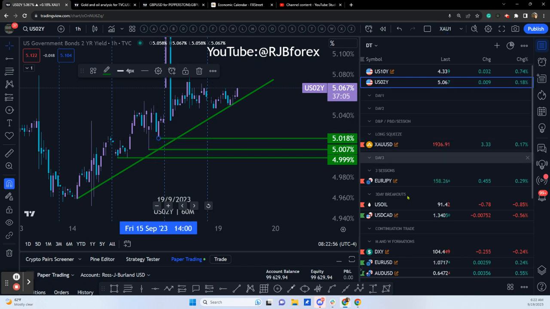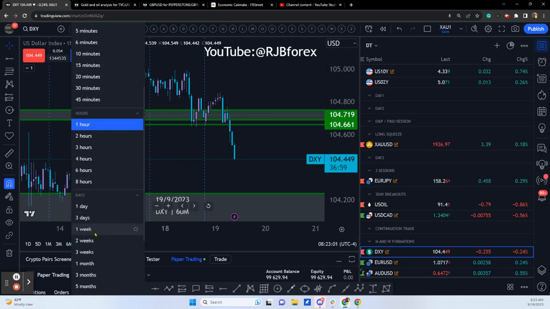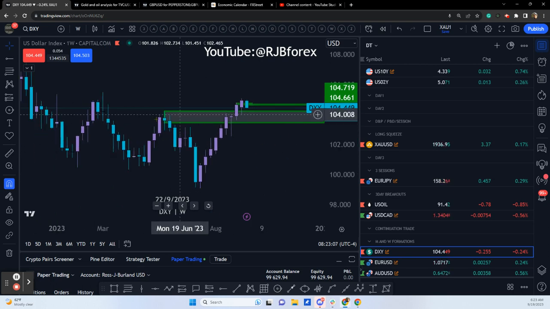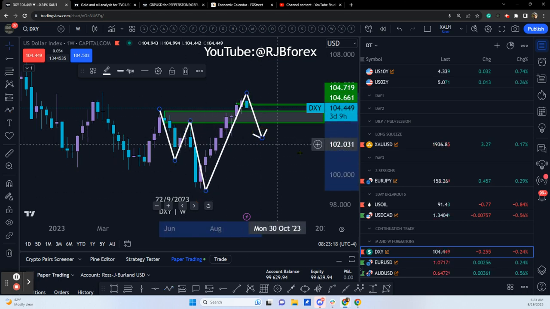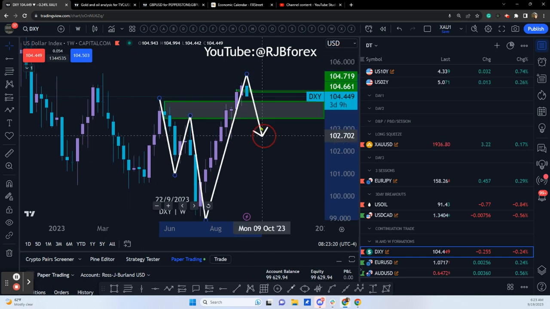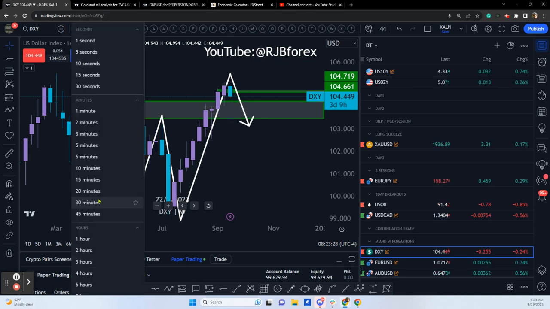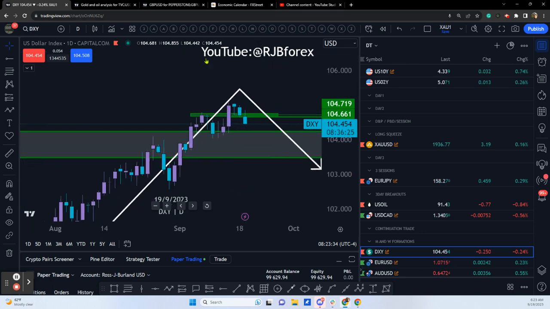So the US dollar, just recall in the US dollar, we've got a W formation here on the weekly chart. W formation, prospects of a move into the neckline. So we're still bearish on the dollar for this week. We're looking for a bearish close. So essentially we're looking to fade rallies on the dollar.